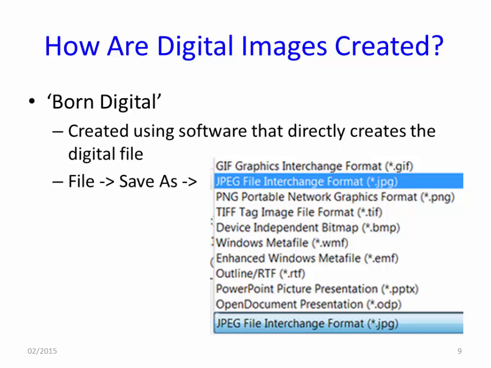Digital images are created a number of ways. One way that you can do it is through what's termed a born digital process. So if you are using some software that will create a digital representation of the image directly, you can just do whatever it is you're doing and then save it in a variety of file formats, which we're going to talk about in a bit.